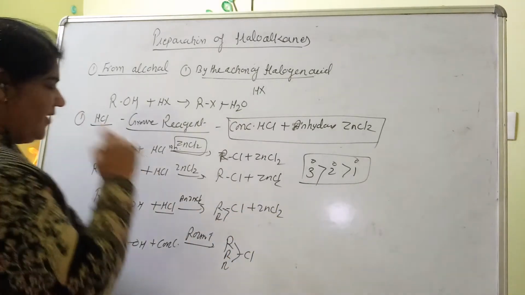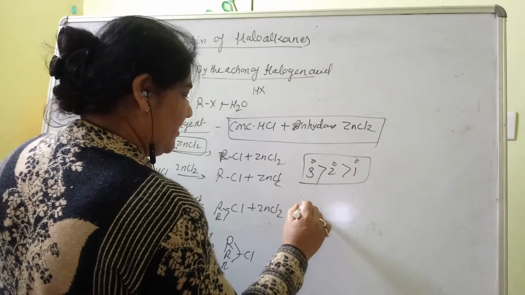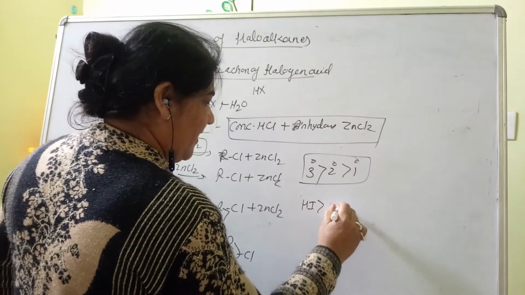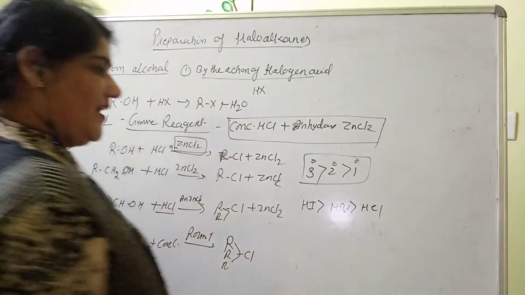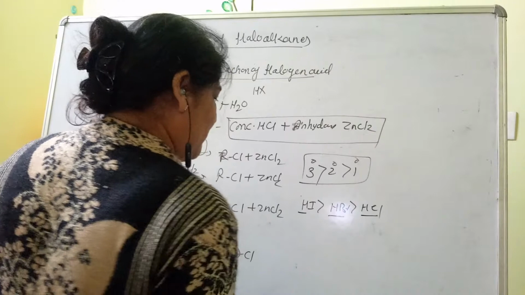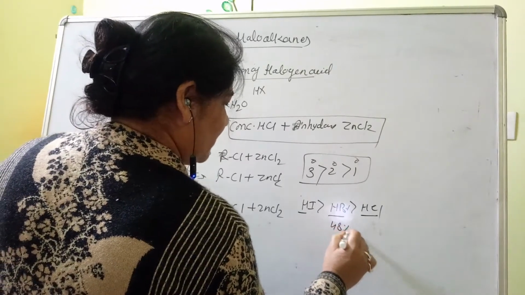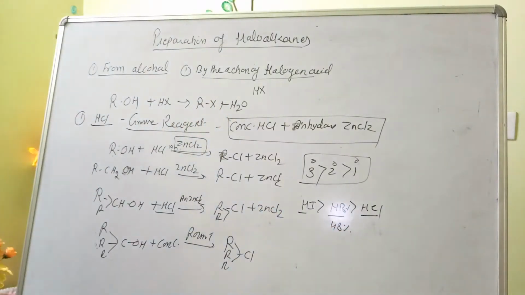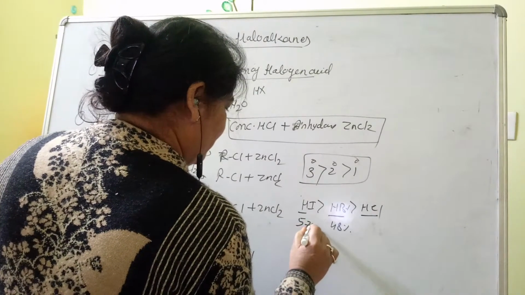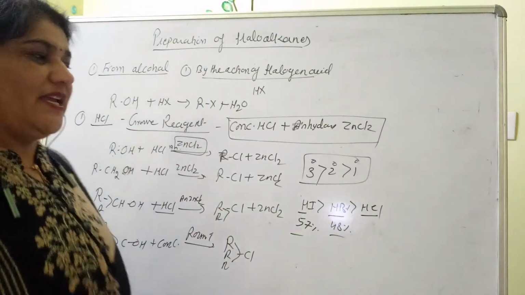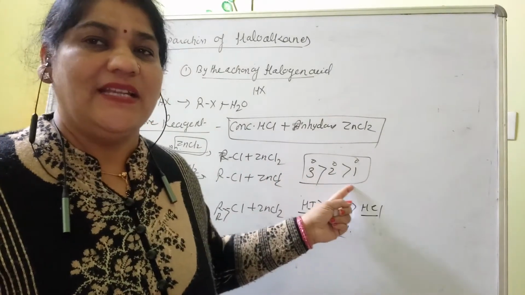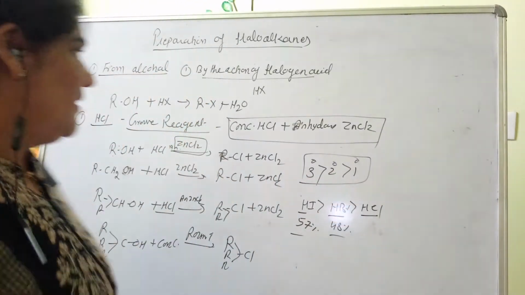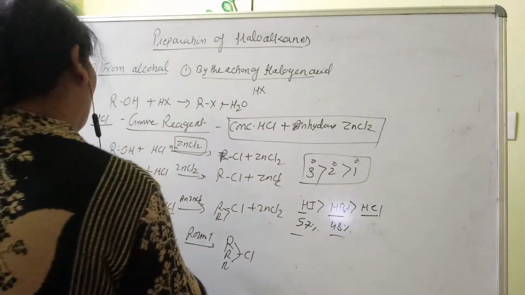Second, if you take the halogen acid, the reaction is very fast with HI, then HBr, and slow with HCl. For HCl you take about 38 percent, and for HI you take near about 57 percent. The reaction is very fast with HI, then HBr, then HCl. With chloride, the reaction is very fast with tertiary, then secondary, then primary. This is the first reaction, by the action of halogen acid.